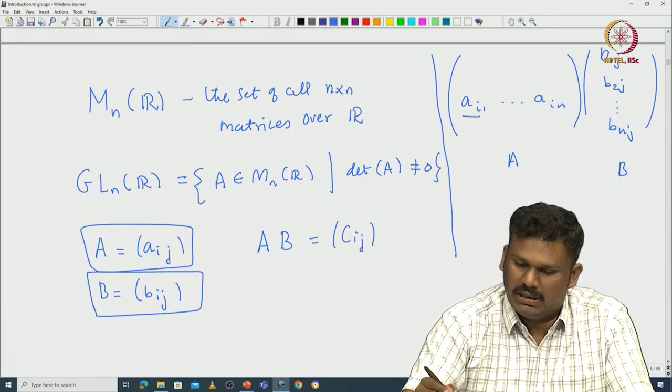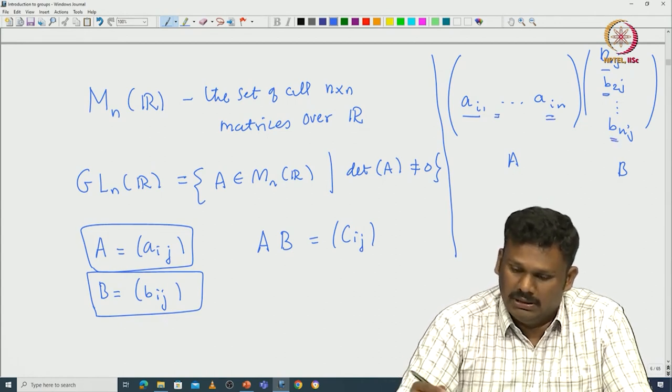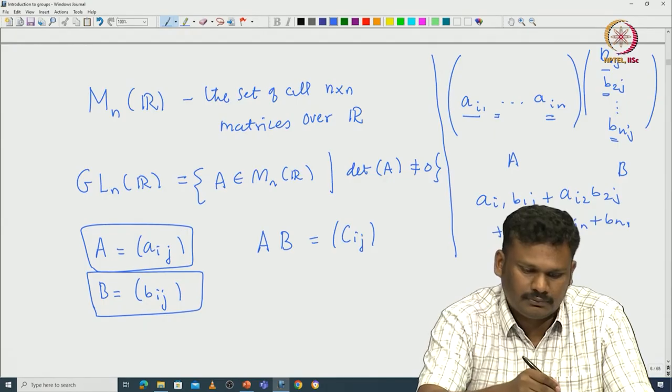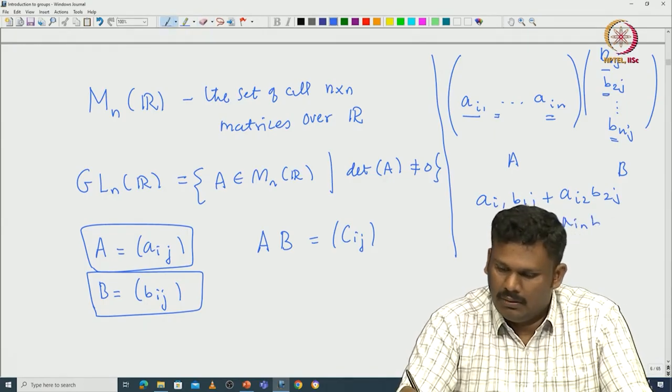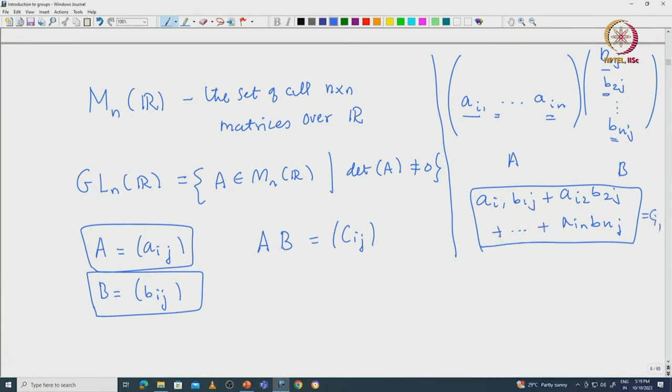Then you take each entry, the first entry, the second entry and the nth entry, and you multiply them term by term: a_i1 b_1j plus a_i2 b_2j plus etc. plus a_in b_nj. This term is your C_ij. So what is C_ij? C_ij is the summation of a_ik b_kj, where k ranges from 1 to n. So this defines multiplication between two n by n matrices.